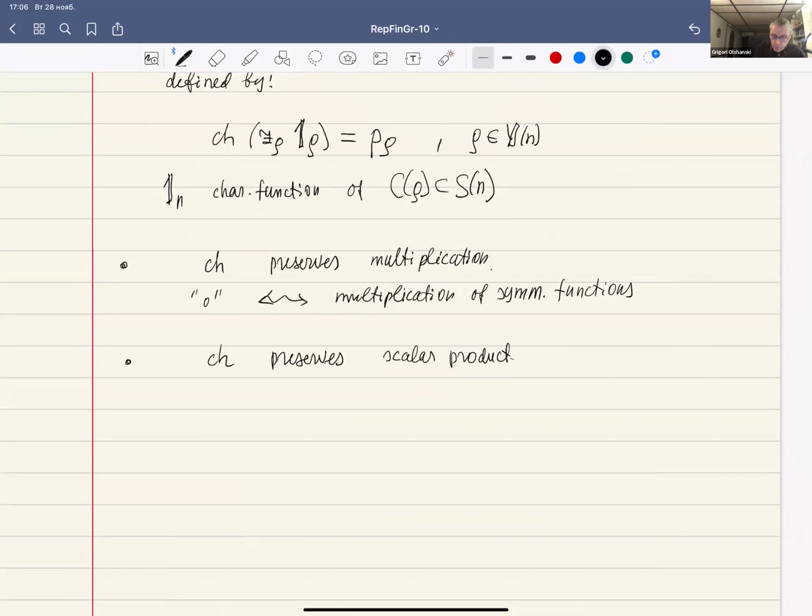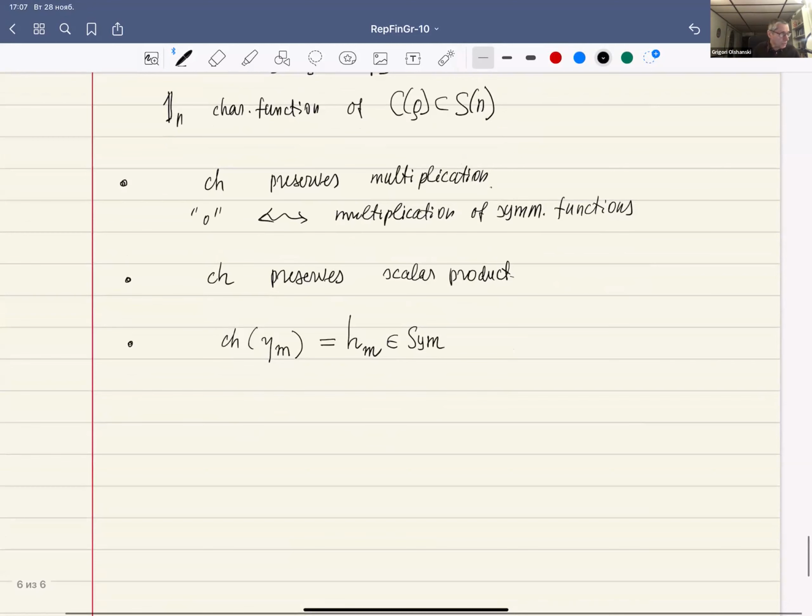And finally, I proved that if you take the image of this particular object, the identity, the constant function 1 on some symmetric group, it is the same as the H function, which is in the algebra of symmetric functions. And with all these properties at hand, we can prove our property 2.